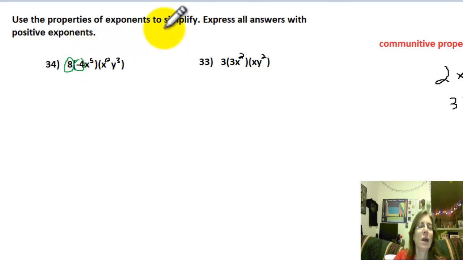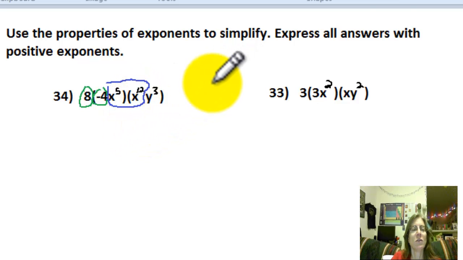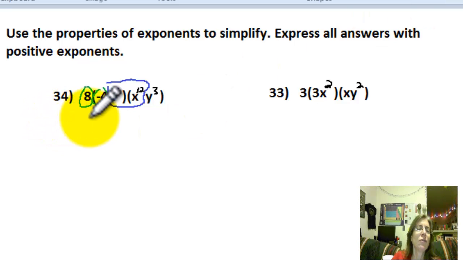And then we can multiply exponents with the same base. So we can multiply this x^5 and this x^12. It doesn't matter if there's parentheses in between. It's all multiplication, so it's fine. Alright, so the 8 times the negative 4 is a negative 32.